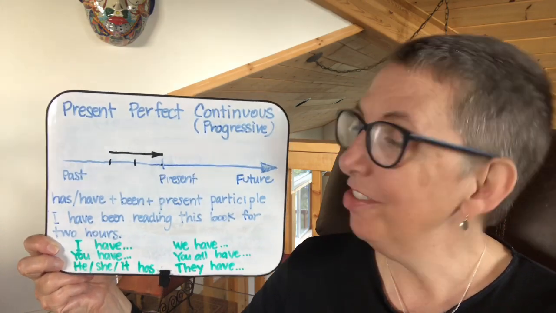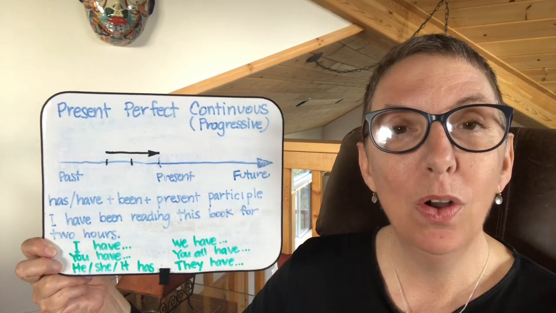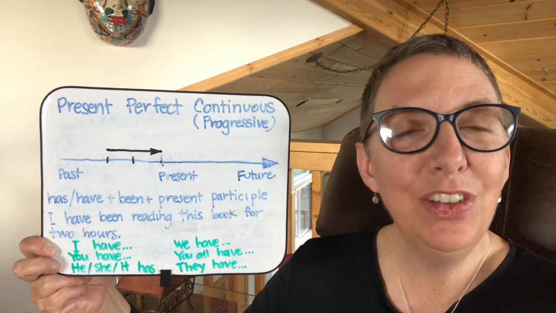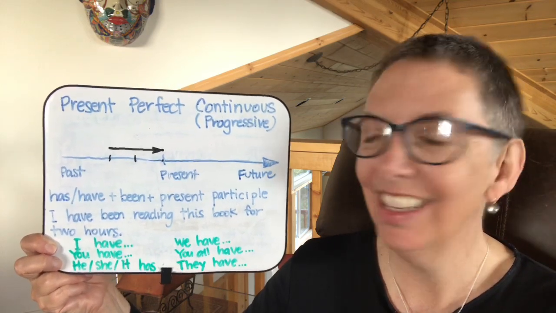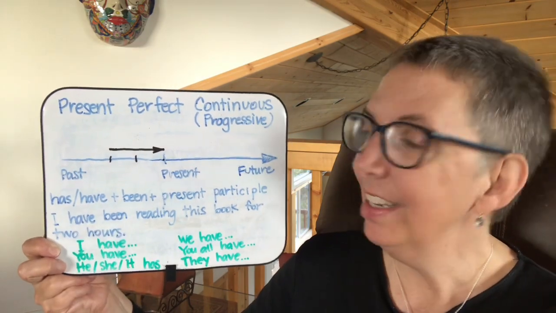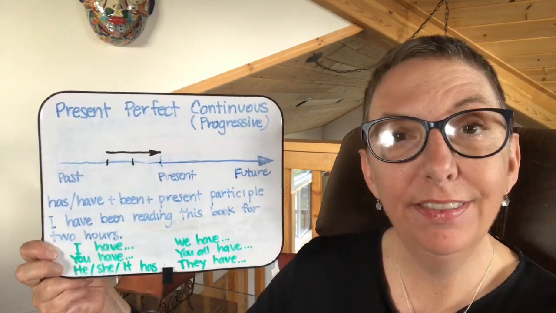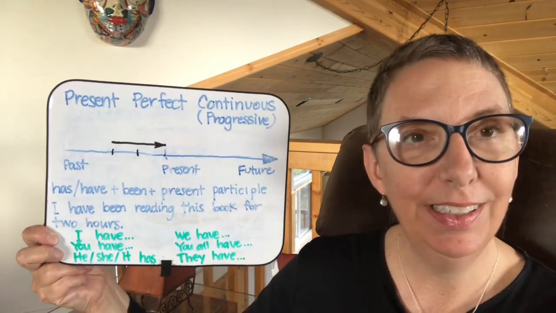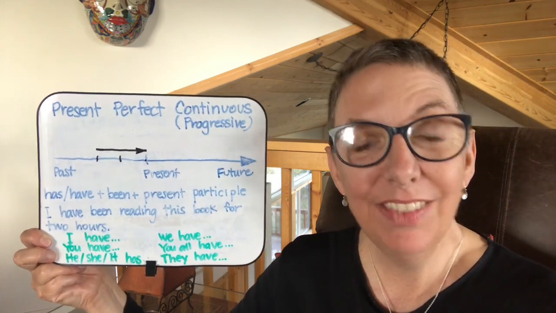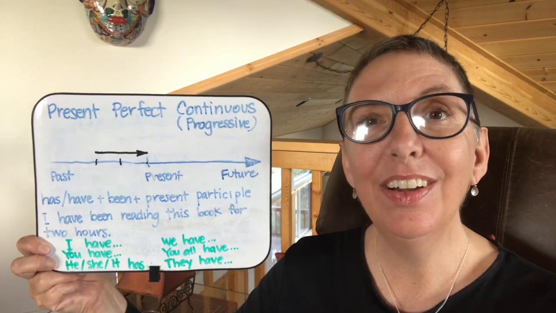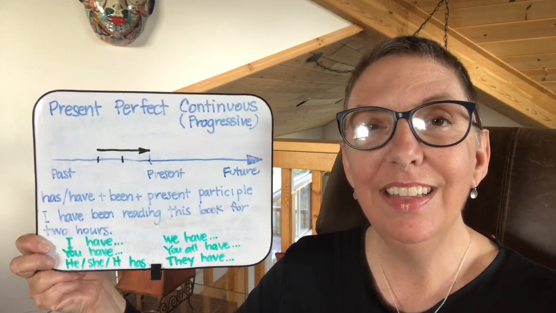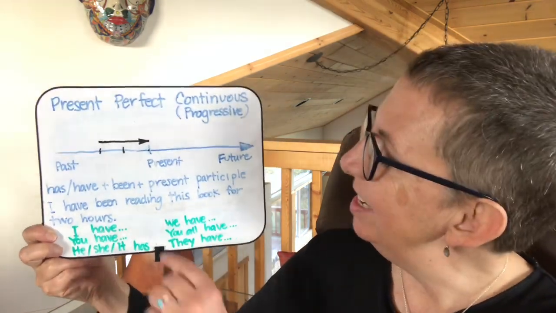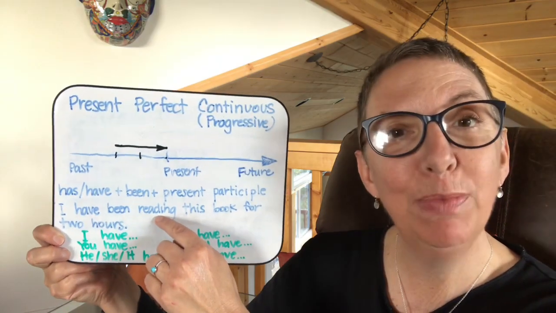I've also written here for you the formula or the equation for how you can construct this verb tense, how you can use this verb tense in a sentence. So you're going to use the verb to have in its form either has or have, and the verb been, and the present participle. Now, what makes this verb tense just a little bit easier than the present perfect is that the present participle for all verbs ends with an ing. So you can see that here in the example sentence.